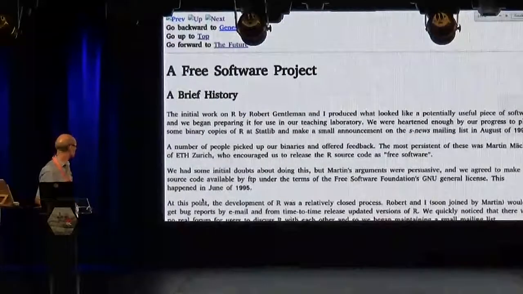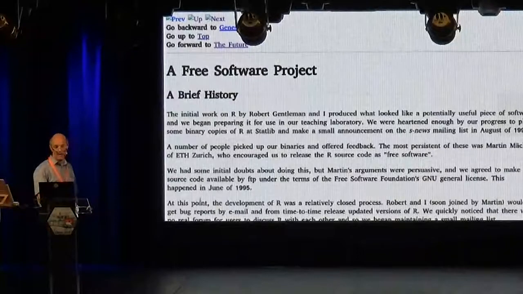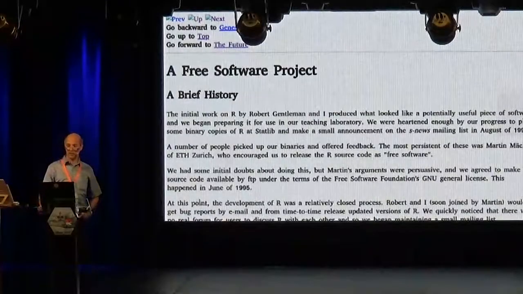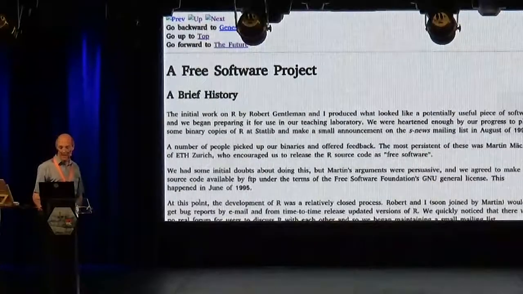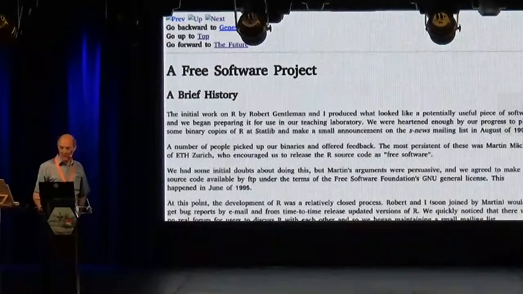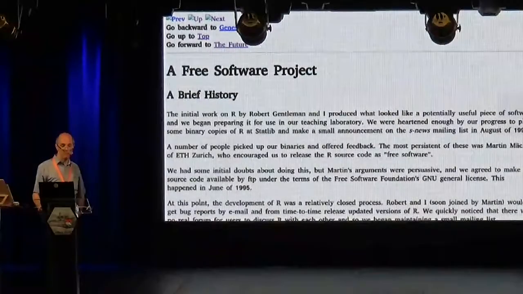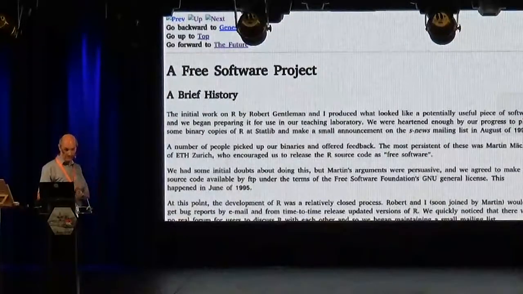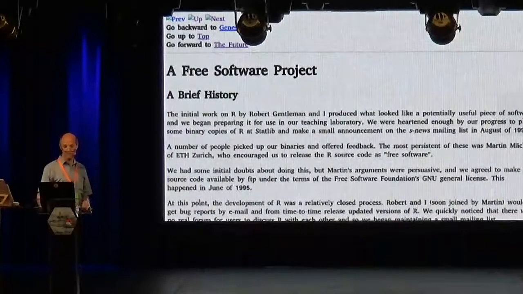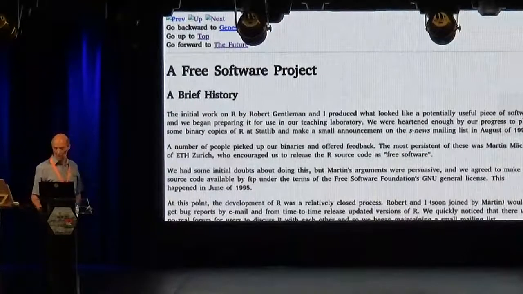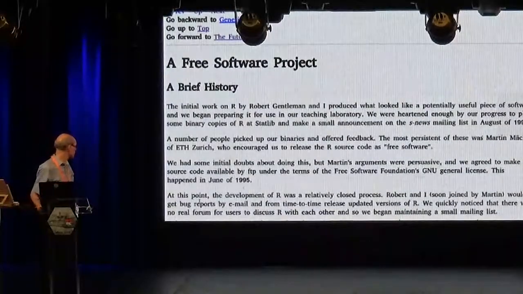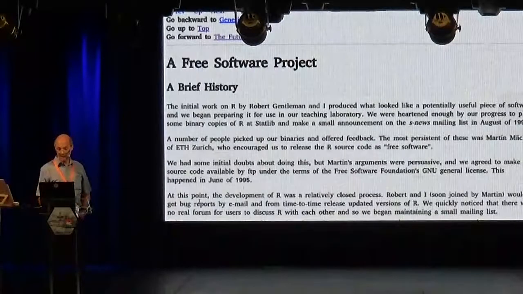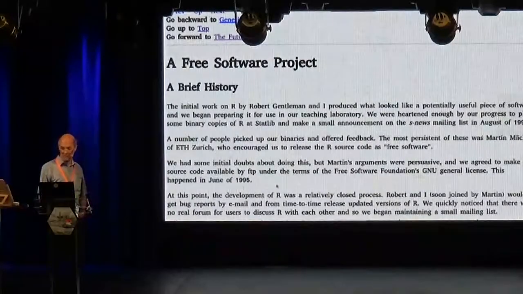He writes: the initial work on R by Robert Gentleman and I produced what looked like a potentially useful piece of software. We were heartened enough by our progress to place some binary copies of R at StatLib. That was the place where you used FTP at the time. HTTP didn't exist, or at least only at CERN where they researched. And we made a small announcement on the S-News mailing list in August 93.